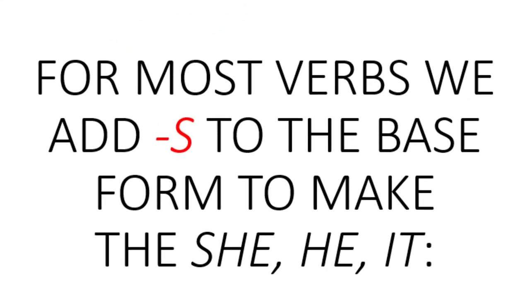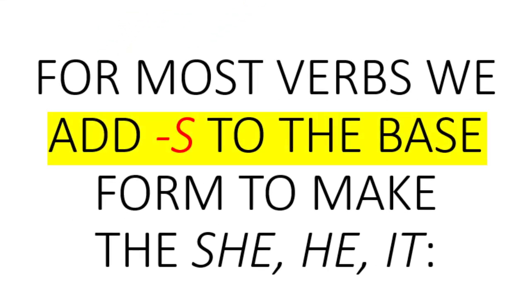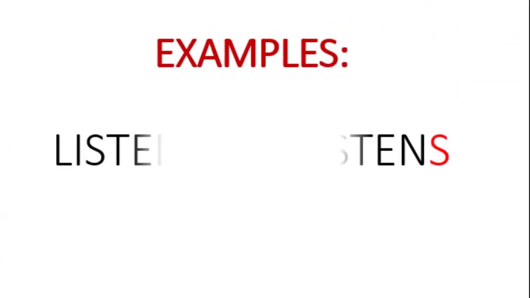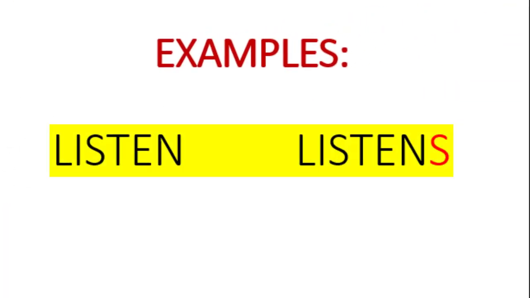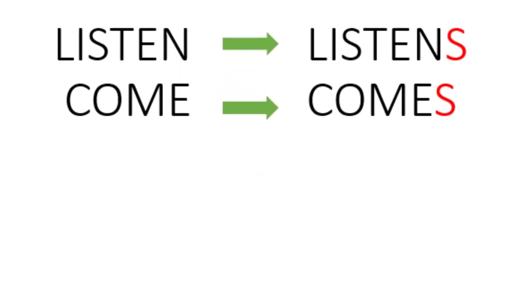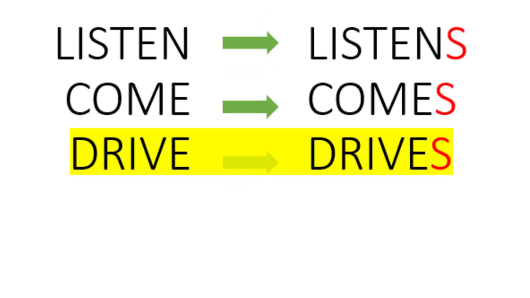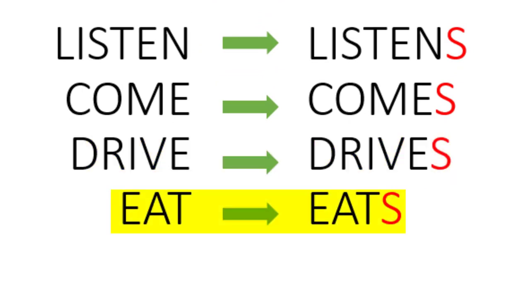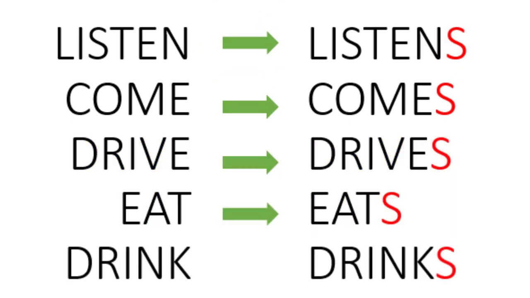Rule number one. For most verbs, we add S to the base form to make she, he, and it. For example, listen becomes listens. Come, comes. Drive, drives. Eat, eats. Drink, drinks.